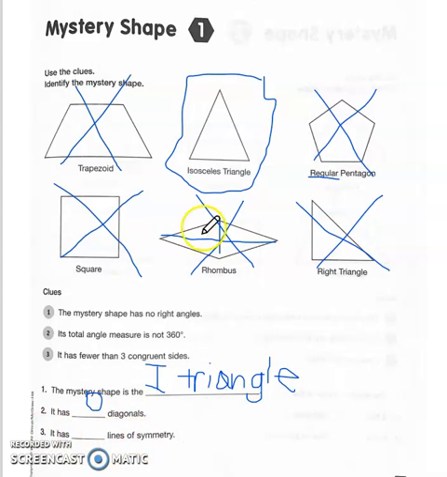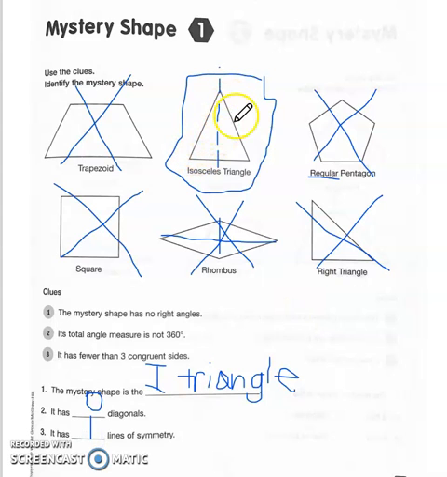And then lastly, how many lines of symmetry? So remember, a line of symmetry is a line that you would draw on a shape so that if you folded the shape over that line, the two sides would be exactly the same. How many lines of symmetry does an isosceles triangle have? It's got one, right? And it would be right through the middle down this way. There is my line of symmetry.